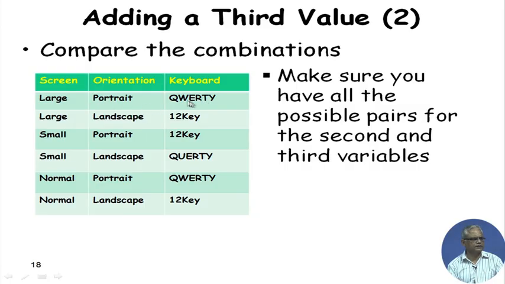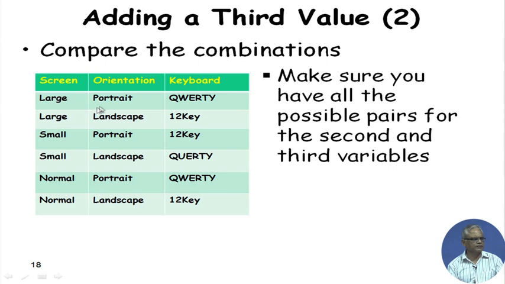If not, we make some adjustments here, so that every pair of values between screen and keyboard, screen and orientation, orientation and keyboard exists. Otherwise, we just adjust these values a little bit so that we get the pair of values, or we can insert additional rows here to generate all possible combinations.